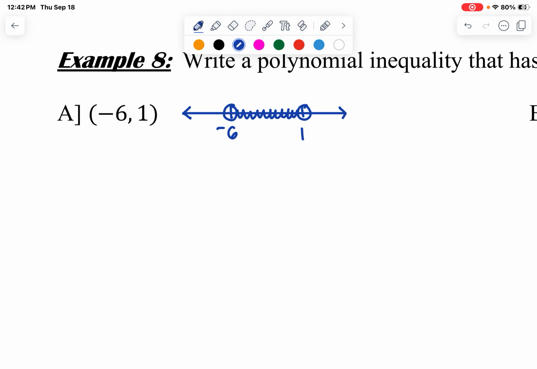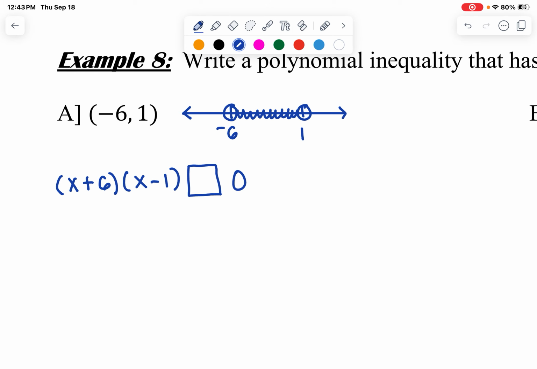So knowing that, I know that negative 6 is a 0. I know that 1 is a 0. If negative 6 is a 0, then that comes from a possible factor of x plus 6. Obviously, it could be like 2x plus 12, but let's not get crazy, okay? Then we have the 0 of 1, so x minus 1 is a factor. This is what we're figuring out, right? That inequality symbol, and then 0, right?